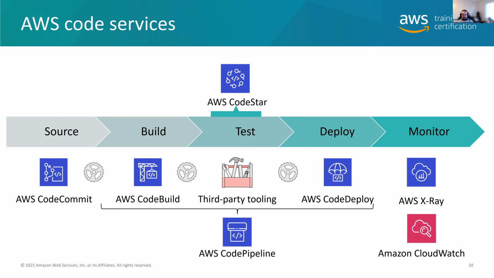That can all happen. But just be aware, code commit is a Git repository. Code build is used to build code artifacts. Code deploy is used to deploy built code artifacts. By the way, code artifact is missing off this page. Code artifact is a service AWS offers to host the artifacts that you deploy. And code pipeline will orchestrate most of this, not all of it. CodeStar will do all of it. X-Ray and CloudWatch, you already know. X-Ray is used for tracing. CloudWatch is used for metrics about your infrastructure and deployments.